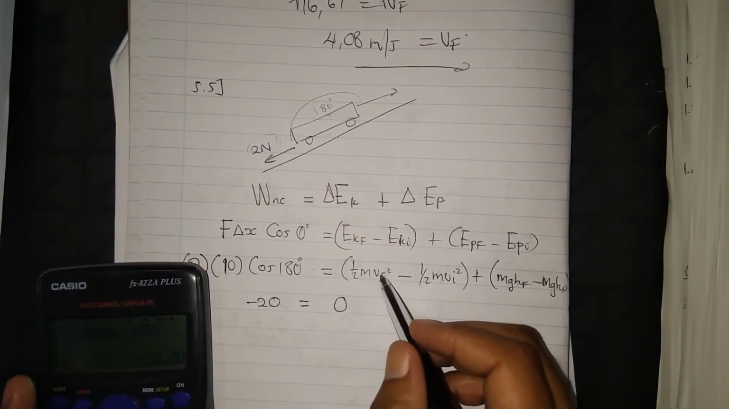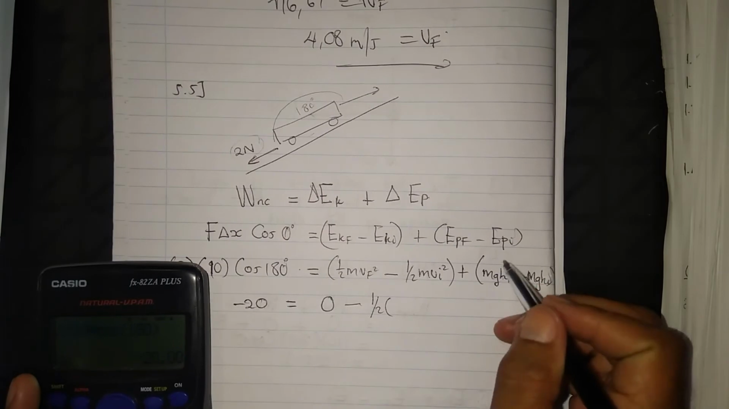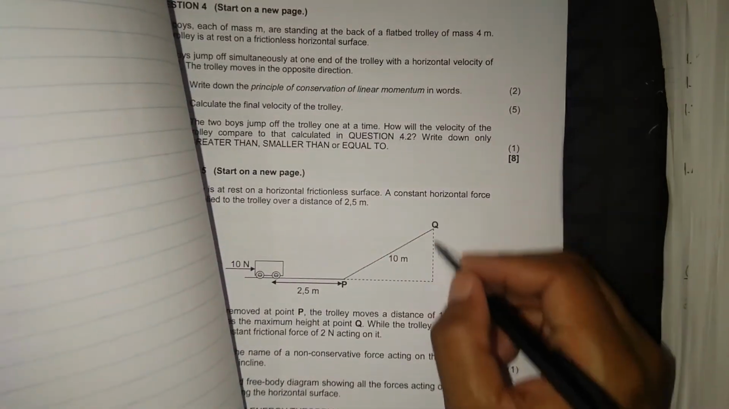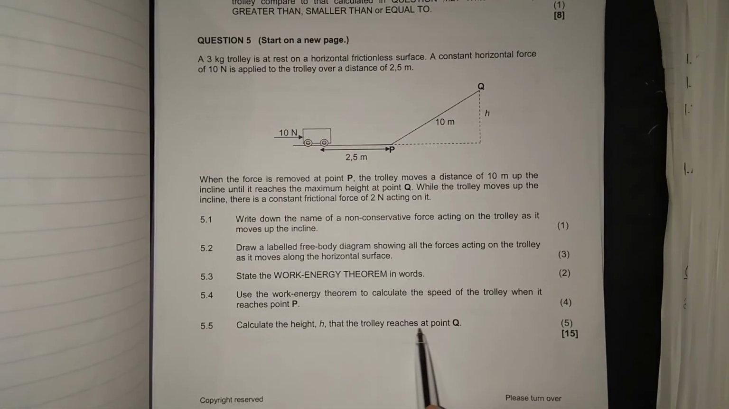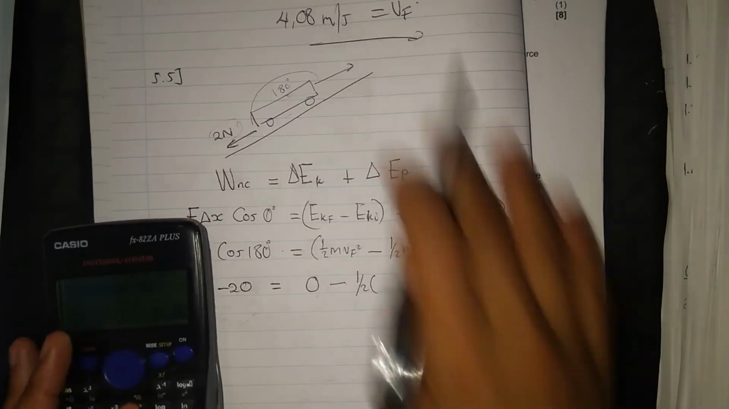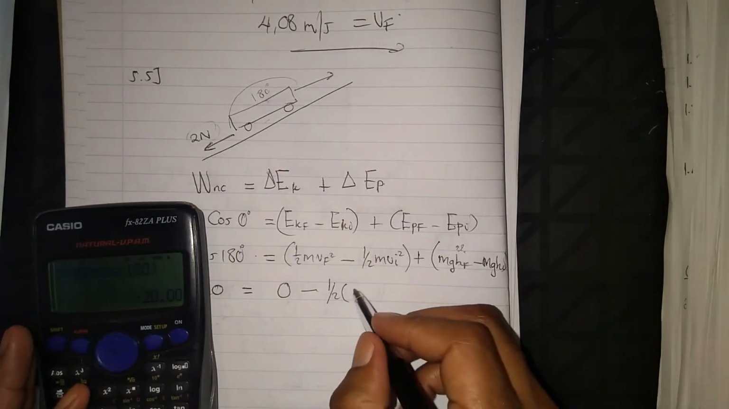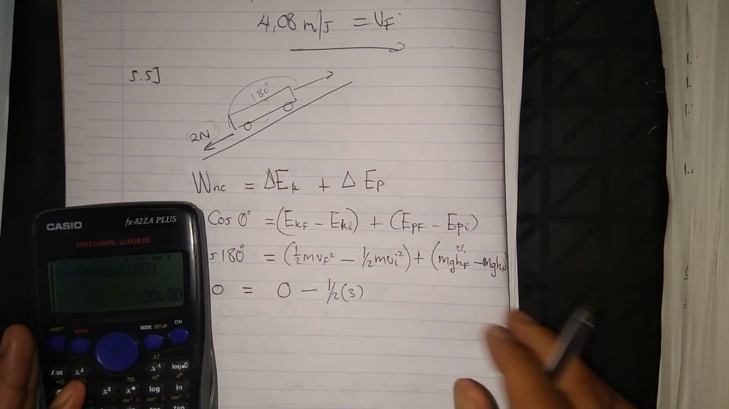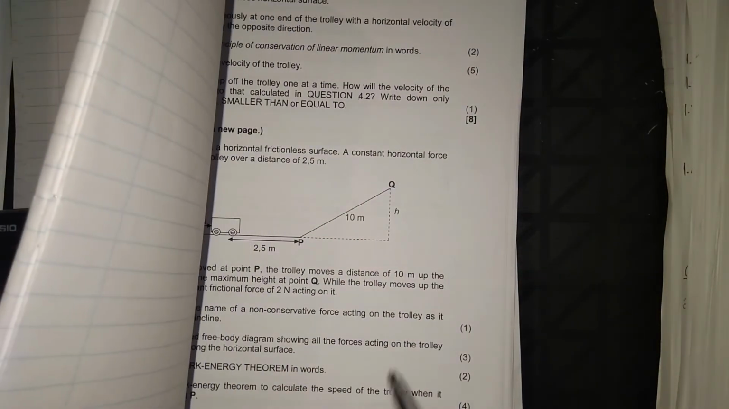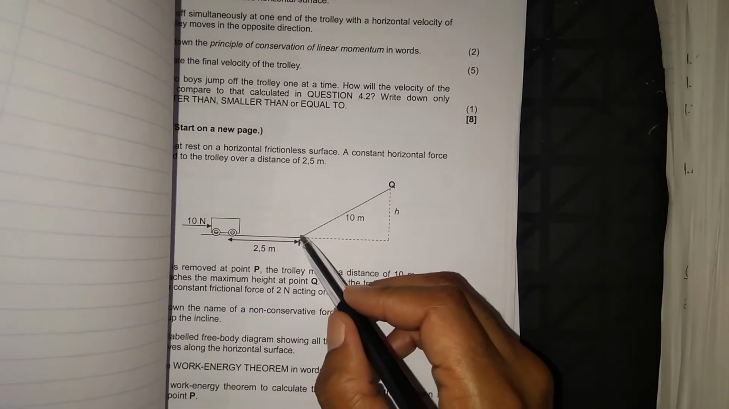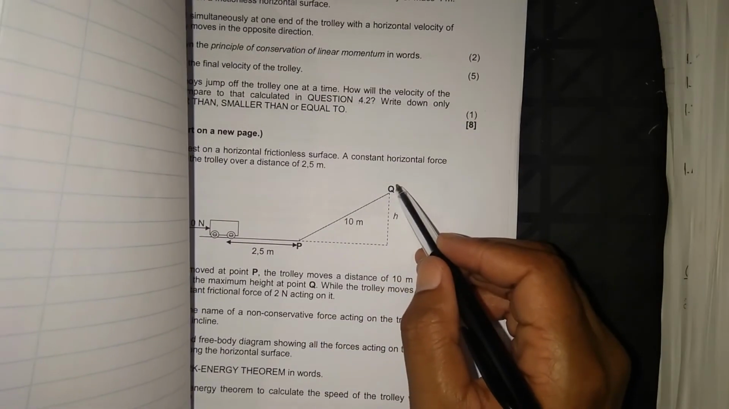The final kinetic energy will be zero. Let's substitute. I want the height. The question says calculate the height that the trolley reaches at point Q, so we get the height from the gravitational potential energy formula. The mass is 3. The initial velocity is the velocity we calculated in the previous question, moving from P to Q. So that is the velocity at P, which is the initial, and the final velocity at Q is 0.